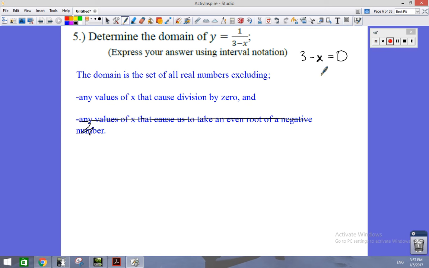In other words, 3 minus 3 is 0. If x were equal to 3, it would satisfy this equation. I don't want that denominator to be 0. Therefore, I do not want x to be 3.